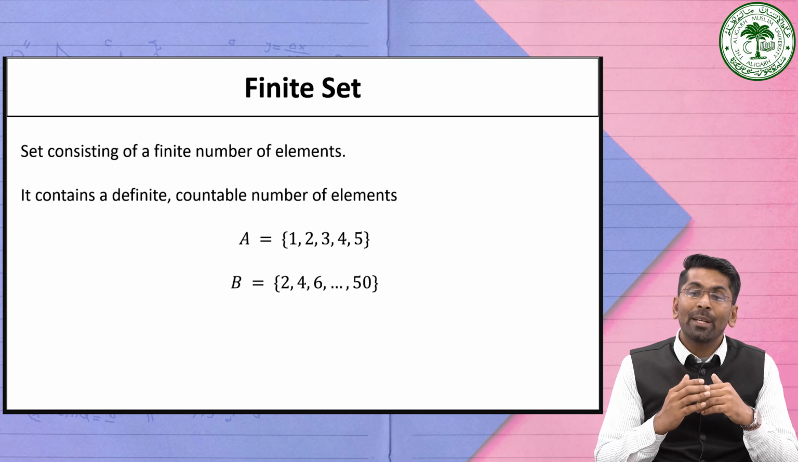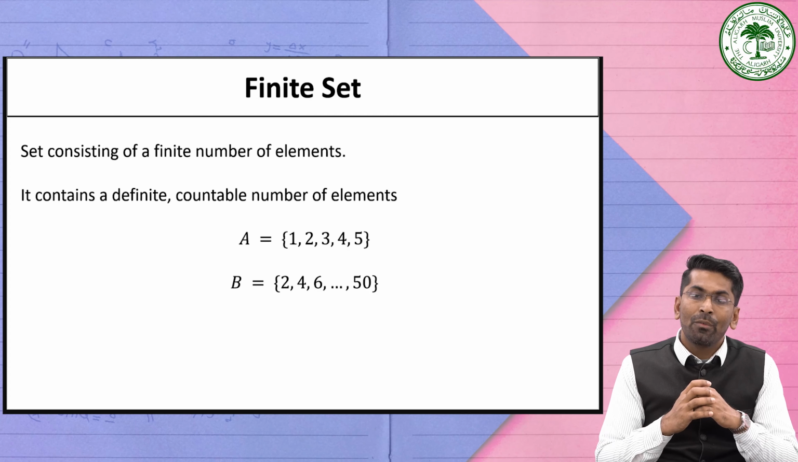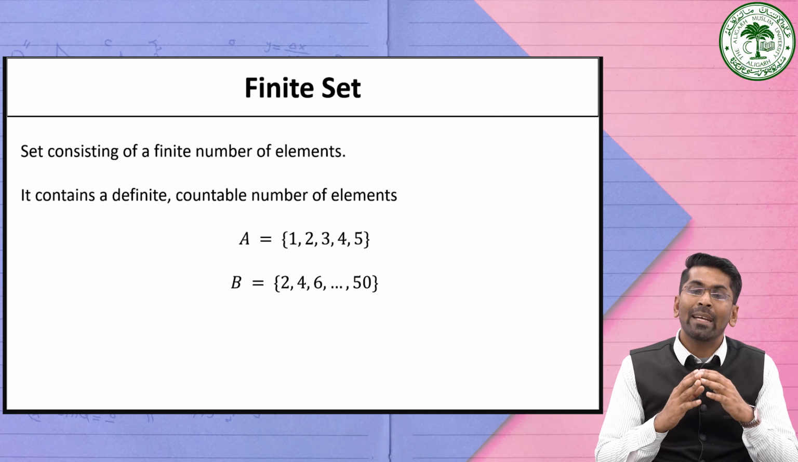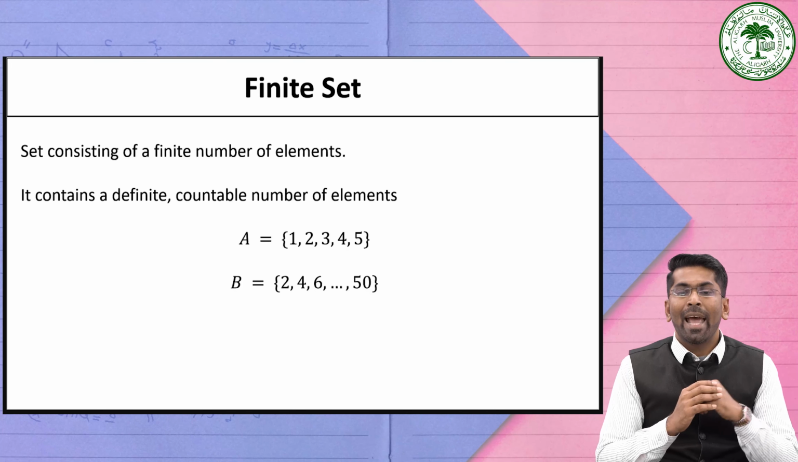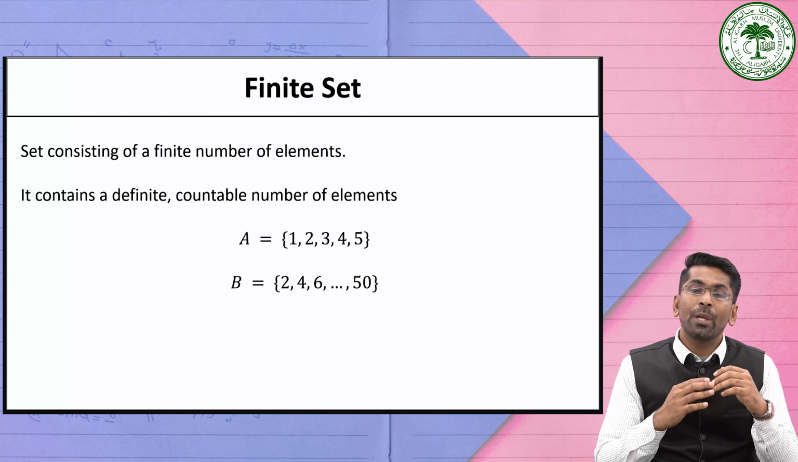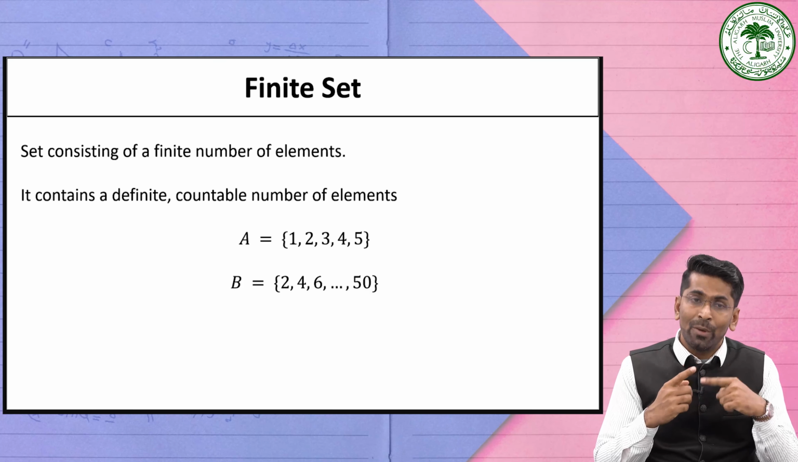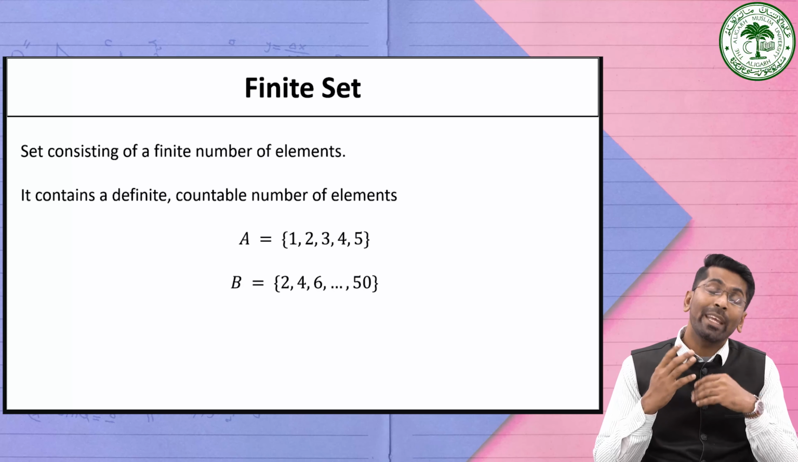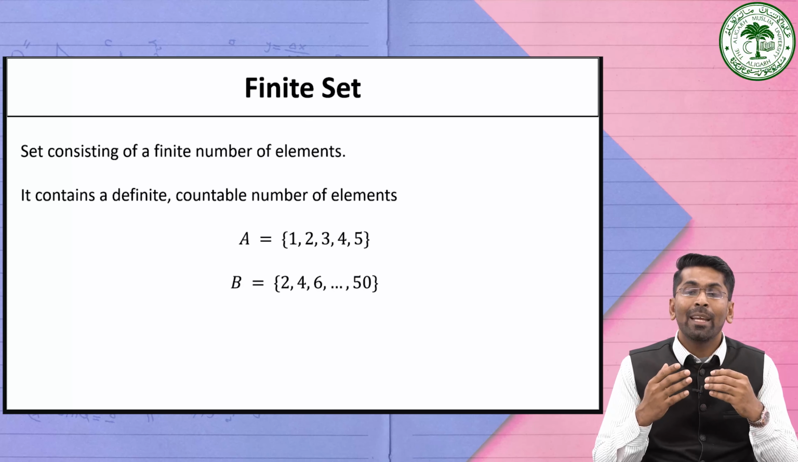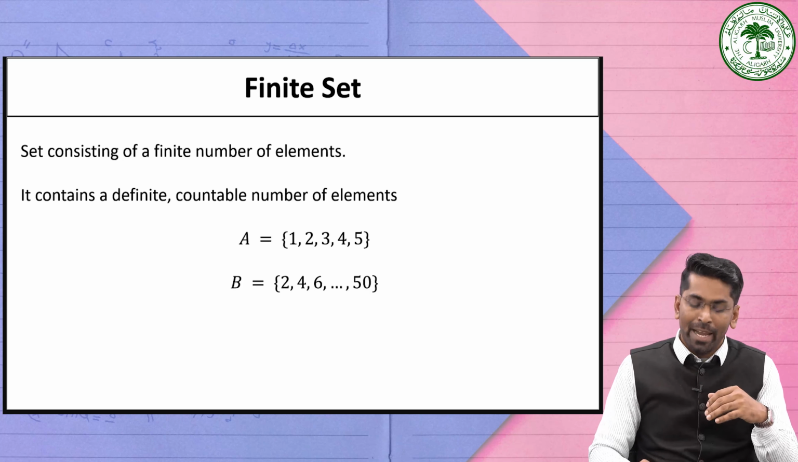Thus, for a set to be considered finite, we must have a clear and specific way to count its elements, and the counting process must eventually stop. Otherwise, it will become infinite. If a set goes on indefinitely, then it is considered an infinite set.